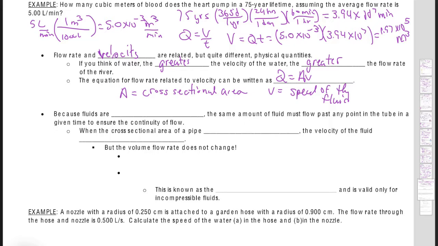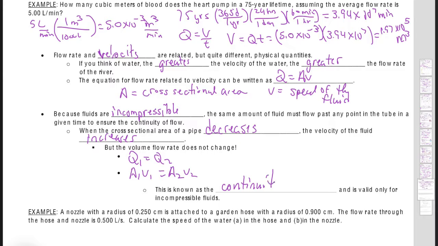Now, because fluids, really liquids, are incompressible, the same amount of fluid must flow past any point in the tube in a given time to ensure the continuity of flow. When the cross-sectional area of the pipe decreases, the velocity of the fluid increases, but the volume flow rate does not change. So we say that Q1 equals Q2, or A1 V1 equals A2 V2. And this is what we know as the continuity equation.